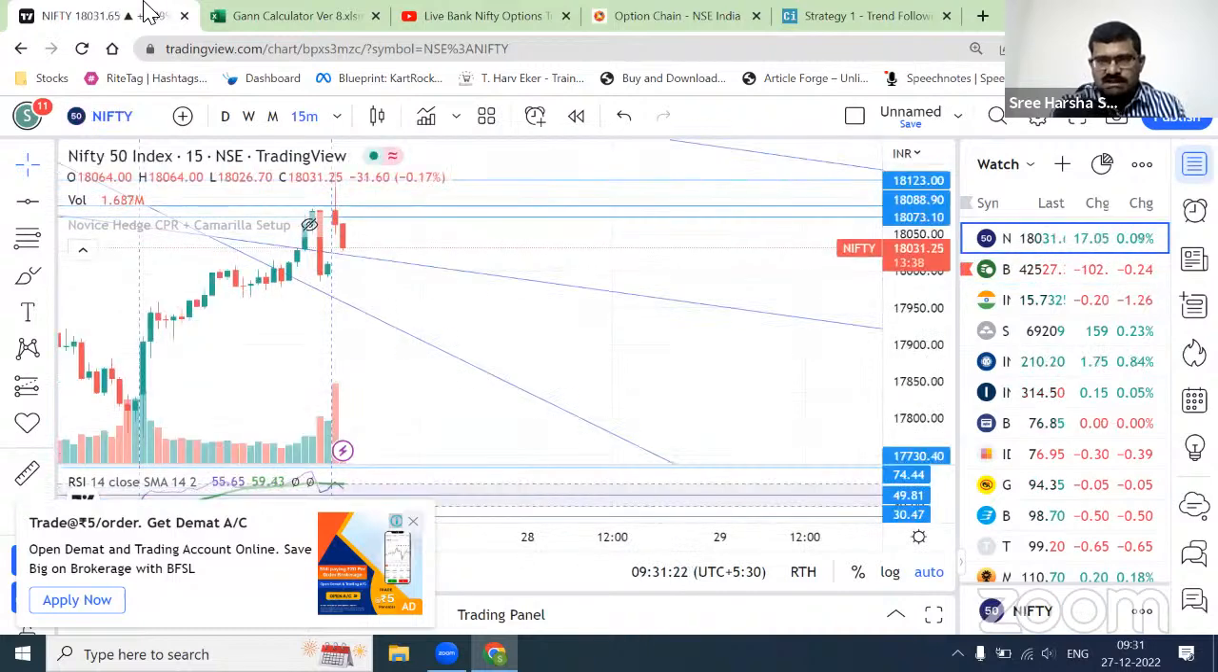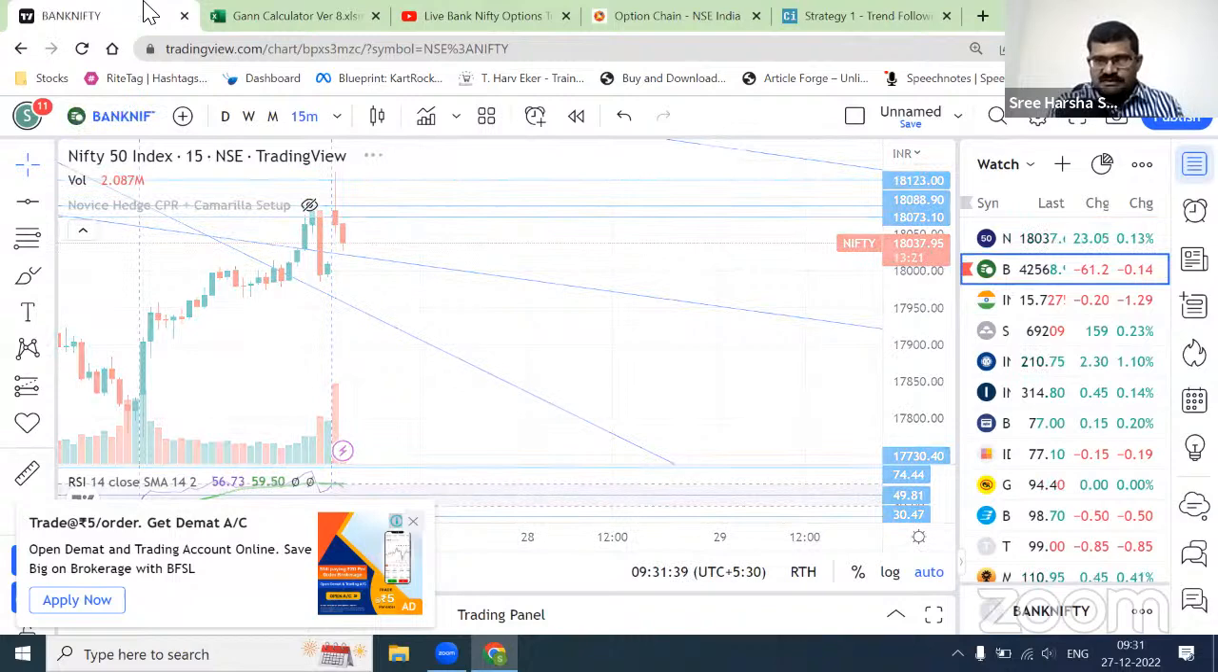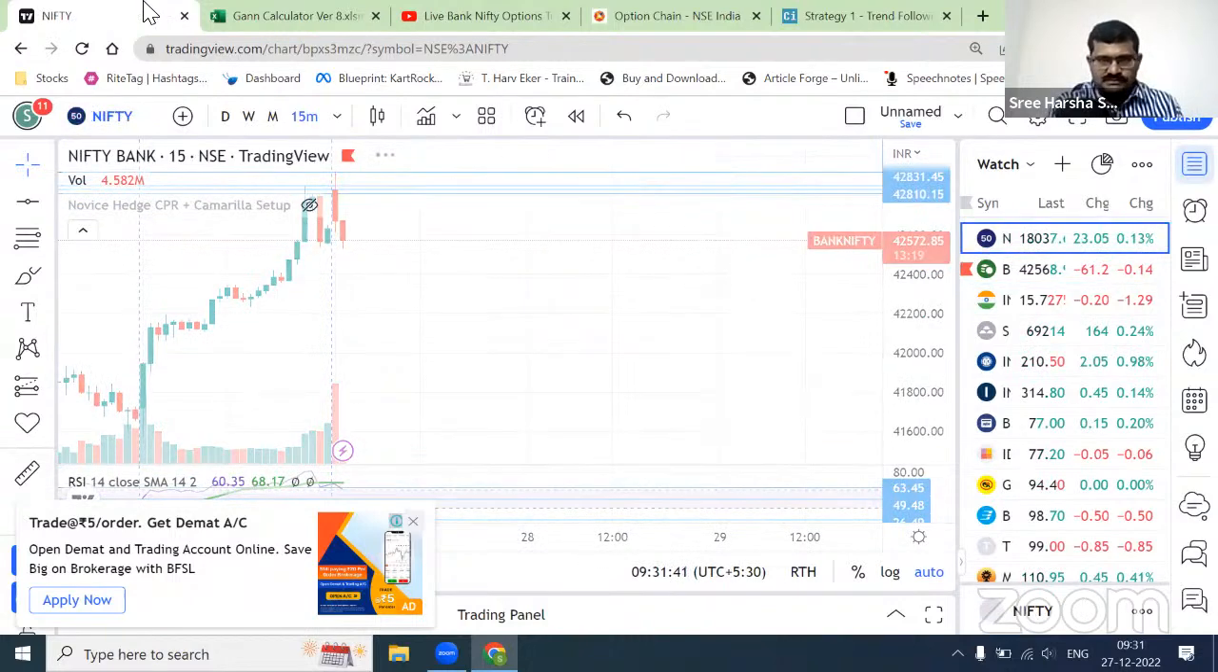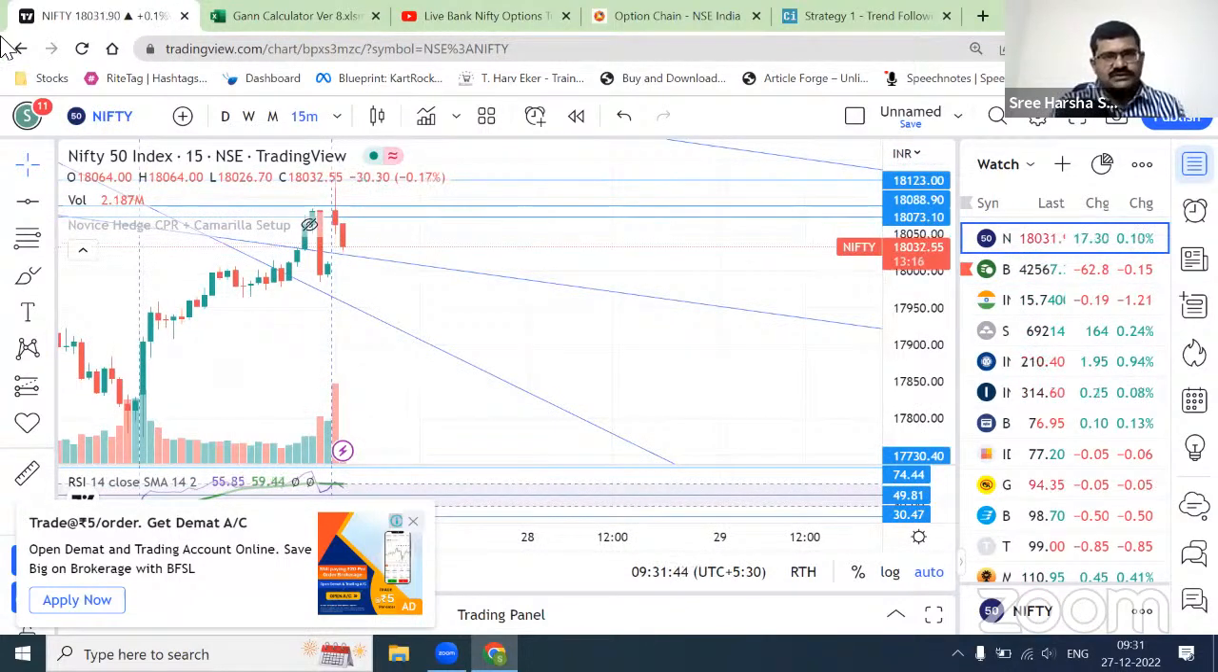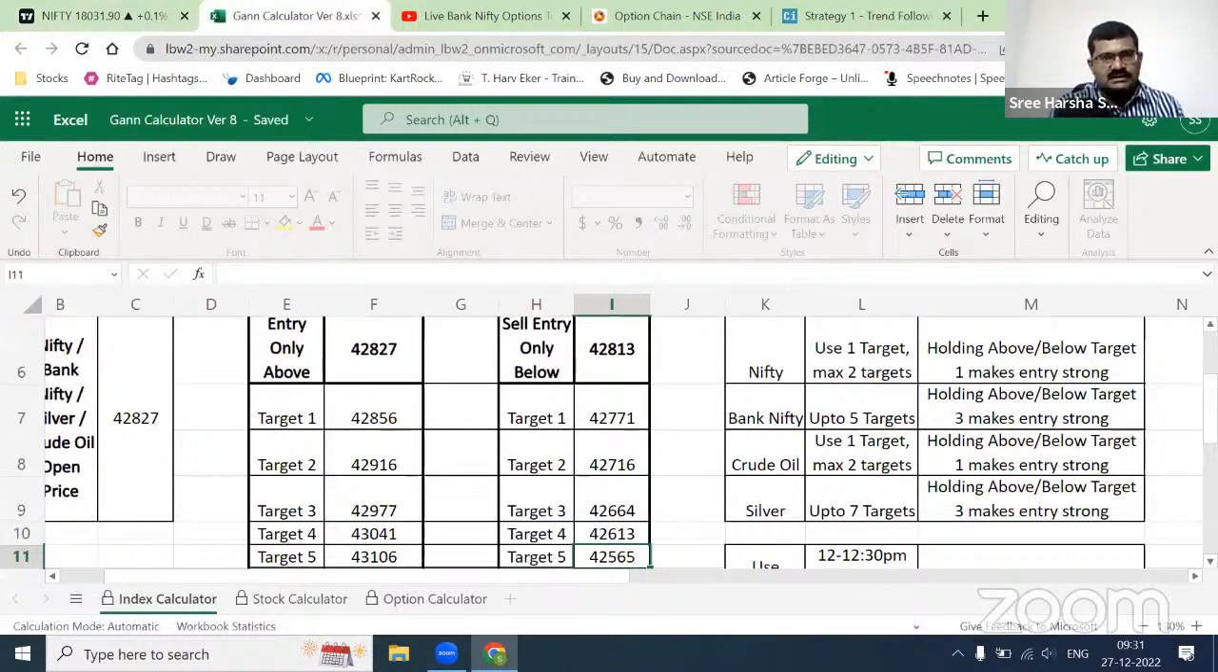So let's see. 18,000 is a very strong, important psychological number, and 42,500 is going to be a very strong level for Bank Nifty also. So if it is going to take support here, I'm more... So if you look at this, Nifty has almost done the target there. Look at this.